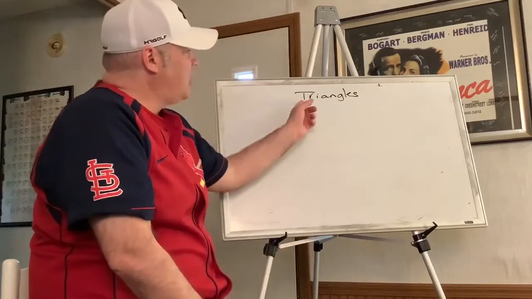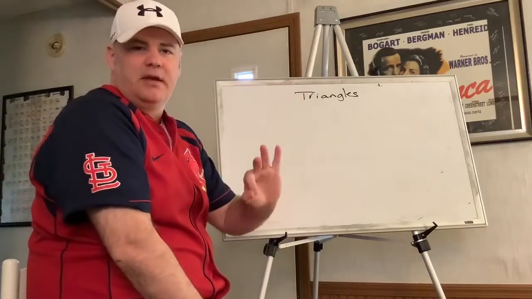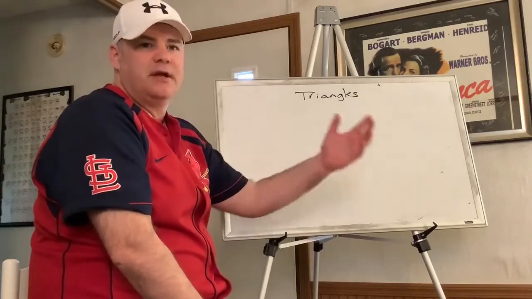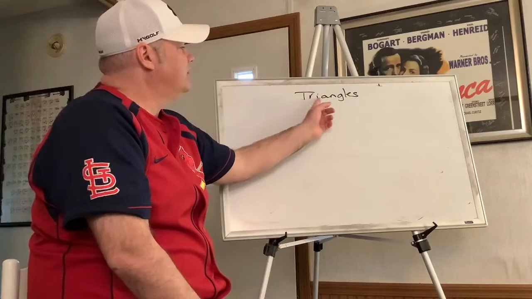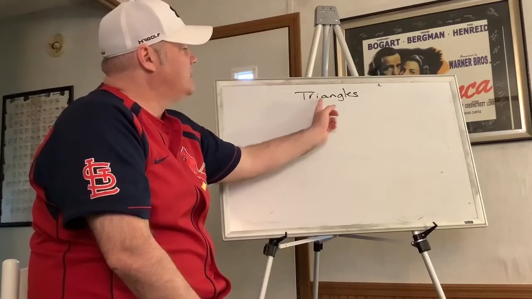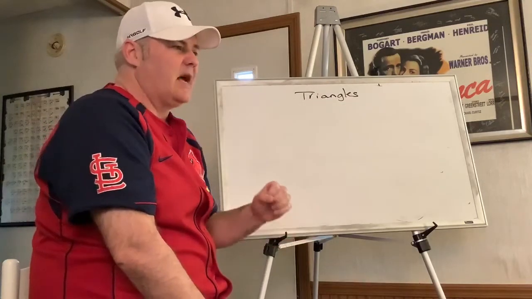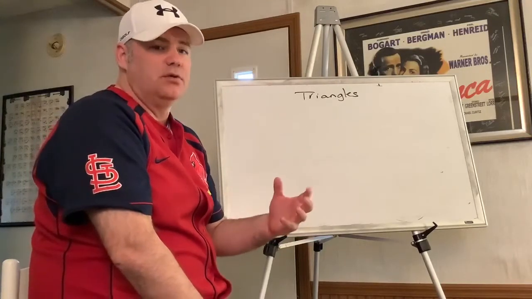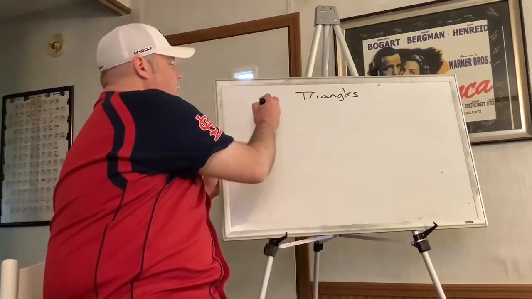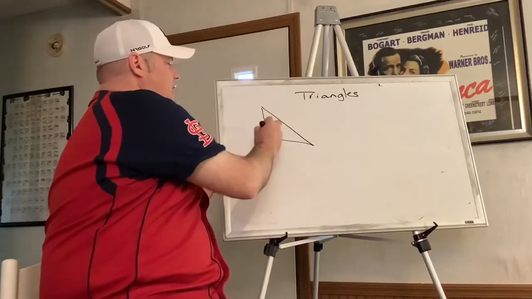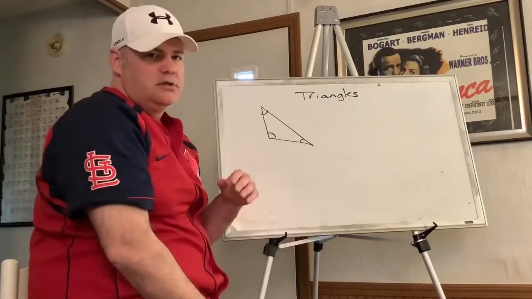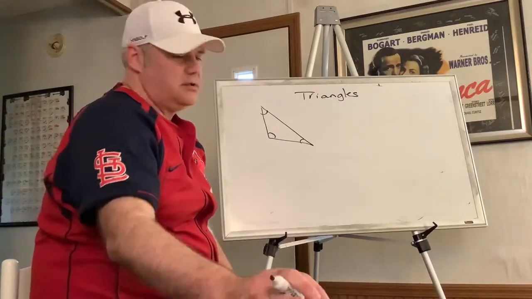The word tri, we use that word for three, like a tricycle has three wheels. Tricentennial is 300 years. So tri we use for three, and so that means this shape has three angles. Now I know we learned in grade school that triangles have three sides, and they do, but if you look at a triangle, they also have three angles. They have this angle here, this angle here, and this angle here. So they have three angles as well.